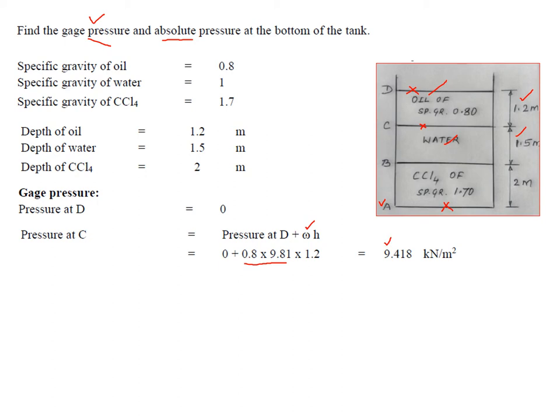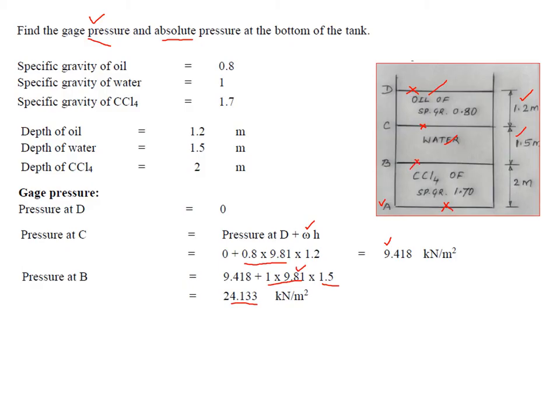Now when we move from C to B, the pressure at B is nothing but the pressure at C plus omega into H. What is the specific weight here? It is the specific weight of water, which is 9.81, and the depth is 1.5. So the pressure at B is 9.418 plus 9.81 into 1.5, which is 24.13 kilonewton per meter square.